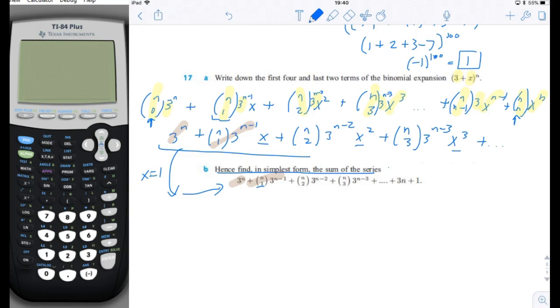Then it says, find the sum of this series. Okay, this is a series, basically. It's a pattern of numbers added together. How do we figure out the sum of this? Well, we know that the top expression is equal to this binomial to the nth power. So this expression must also be equal to 3 plus x to the nth power, except we know that x equals 1 in this case. So we could say it's actually equal to 3 plus 1 to the nth power. 3 plus 1 to the nth power is 4 to the nth power. So basically what we know already is that part B of 17 is actually equal to 4 to the nth. And that's it.